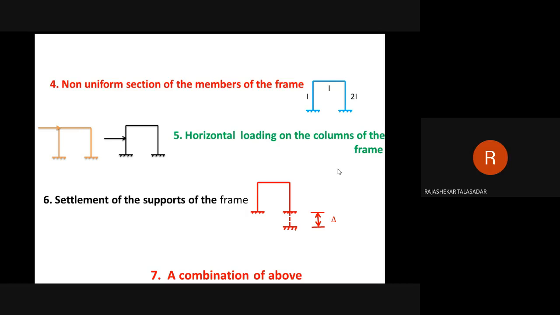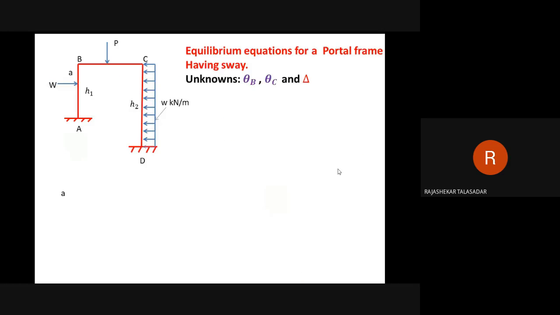See, first you have to identify whether sway is there in the frame or not. To understand whether sway is there or not, you need to remember, or you have to understand, these 6 reasons for the sway. Whenever a problem comes, I will tell you what the reasons of sway are, but you need to understand these. Next.